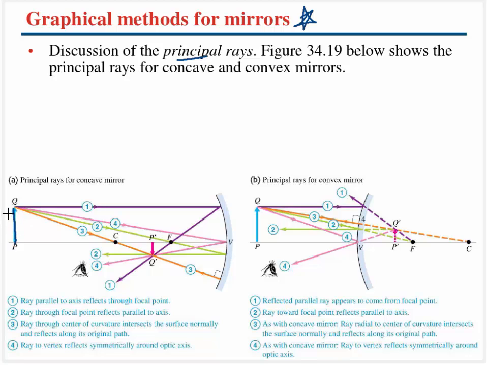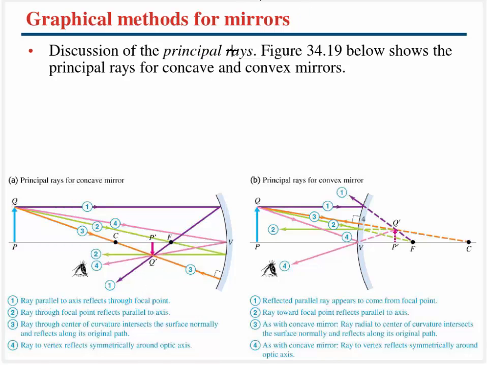So if we have our object right here, we're going to pick light that's going parallel to the axis, and we know that light going parallel to the axis must go through the focal point. So ray number 1 is going to bounce and come in this direction, and here we have what we call the optical axis. It's the base right here, and where line number 1 intersects the optical axis, that's going to be the focal point.